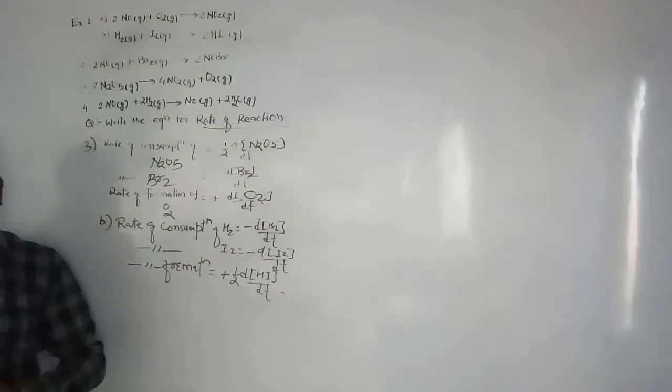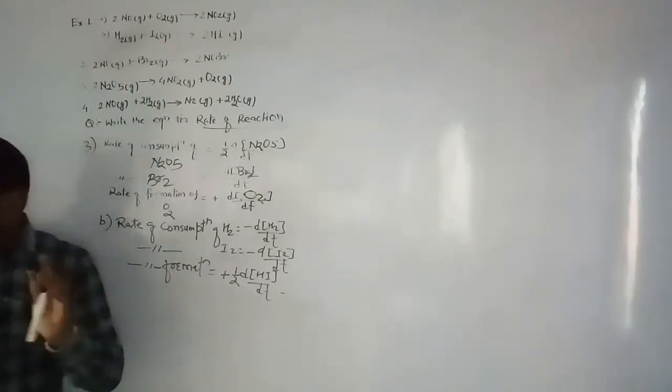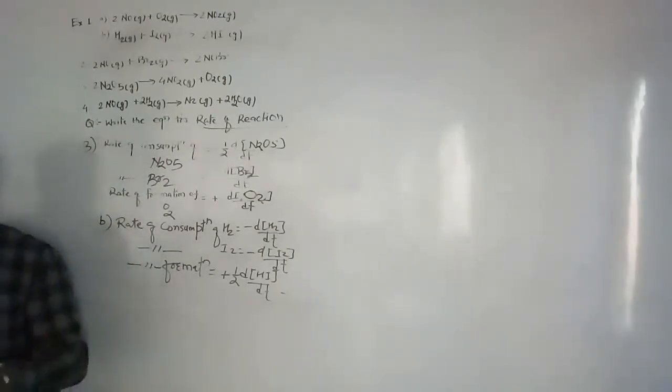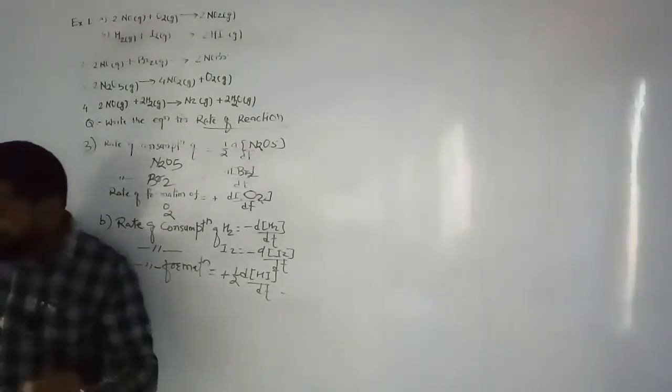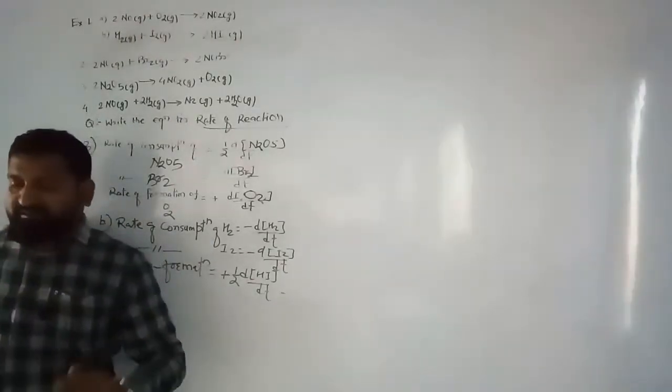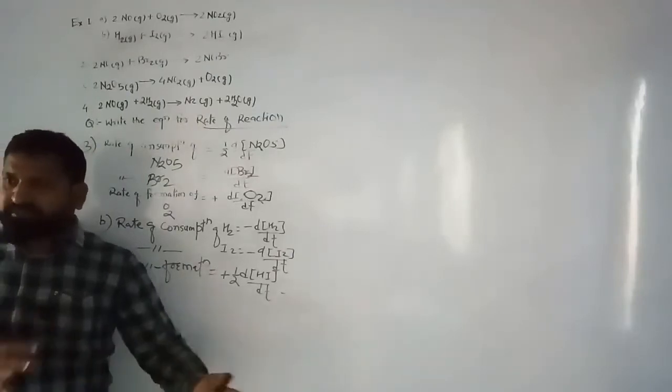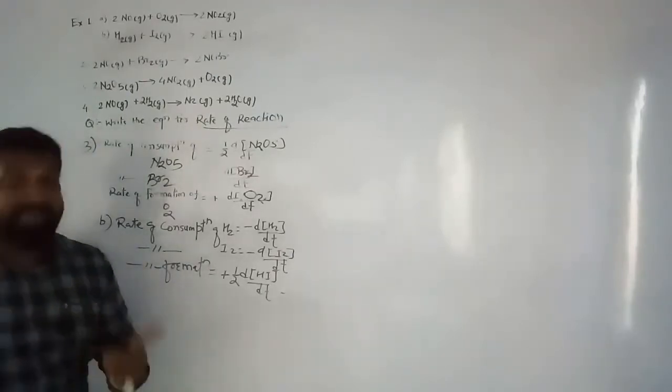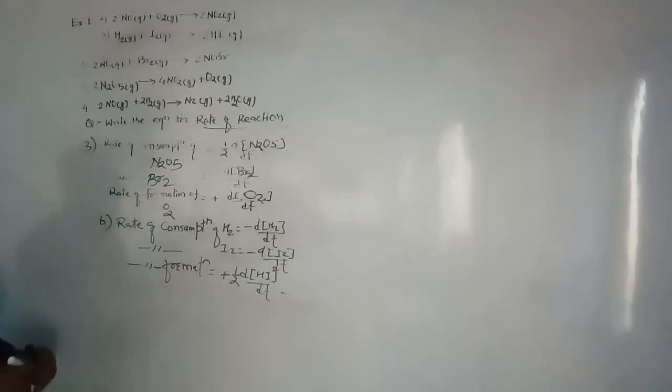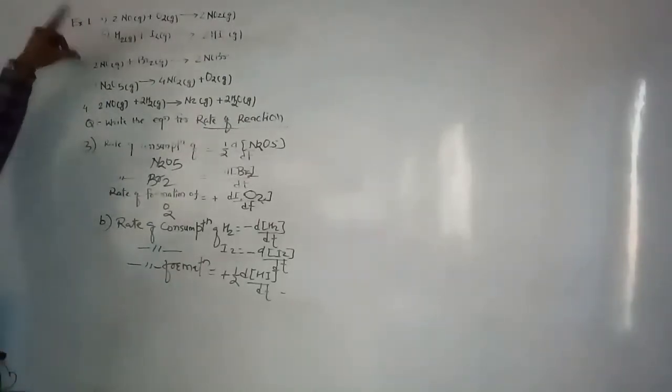So one thing you clear here: if we want to express the rate in terms of reactant, then you have to use the phrase rate of consumption, and if product, then rate of formation. So one thing you got, that either rate of consumption or rate of formation. And one more thing, now I am writing the same statement for all the questions.